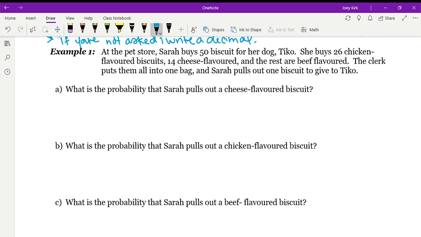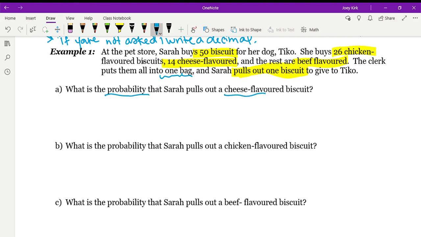So let's look at an example here. At the pet store, Sarah is buying 50 biscuits for her dog. I forgot an S, but that's okay. She got 26 chicken flavored biscuits, 14 cheese flavored biscuits, and the rest are beef flavored. And the clerk is putting them all into one bag, and she pulls out one biscuit to give Tico, her dog. If they're all in one bag, Sarah can't see whether she is getting a cheese, chicken, or beef flavored biscuit. All of those outcomes are equally likely. So what is the probability that Sarah pulls out a cheese flavored biscuit?